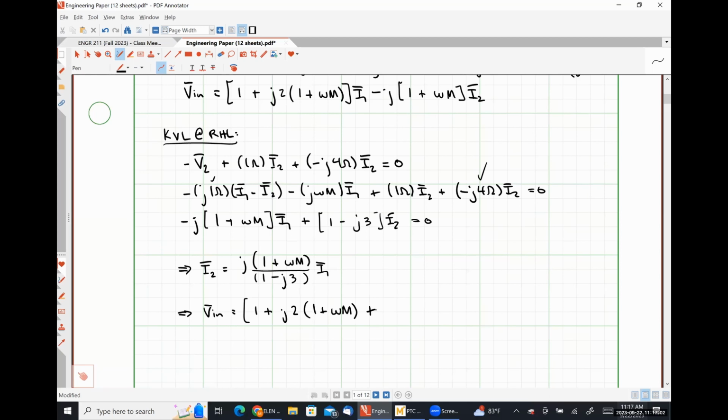All right. So I'm going to have a 1 plus omega m in the numerator and then another 1 plus omega m in the numerator. So it's going to look like 1 plus omega m squared, divided by 1 minus j3. Okay. So there's my relationship for Vn only in terms of I1.